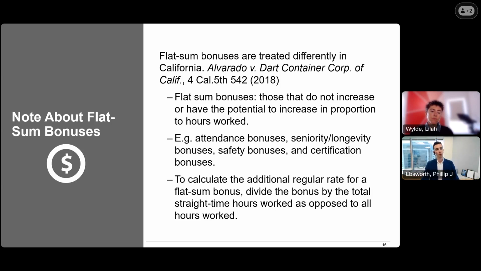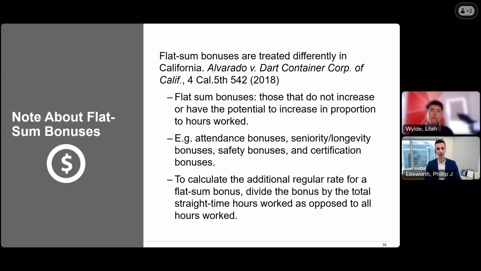And for these bonuses, how we factor them into the regular rate is when we're counting the hours that go in the bottom of our fraction, we are only counting straight time hours and not all the hours that the employee worked. So these are only the hours that the employee did not earn overtime on. And so that's flat sum bonuses in a nutshell.